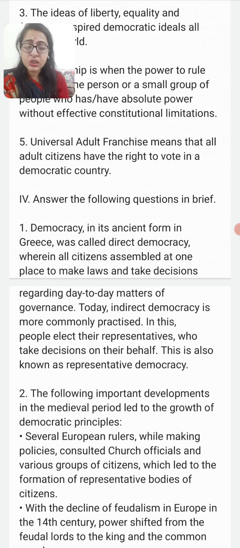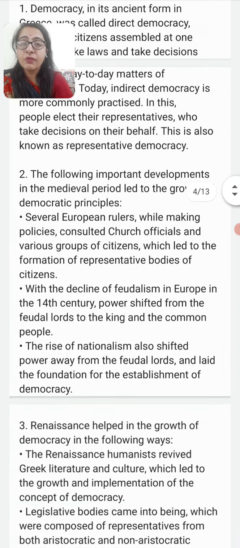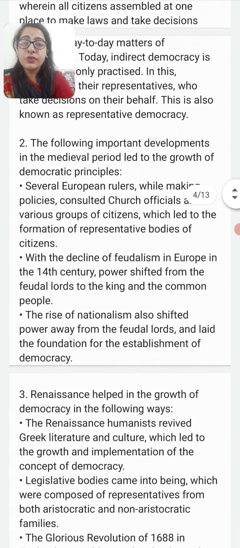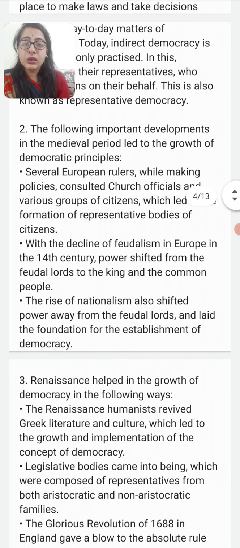Okay. Next question: which important developments in the medieval period led to the growth of democratic principles? Okay. What type of developments were done in the medieval period that led to the growth of democracy? So first point is, when the European rulers were making policies, they consulted with the church officials and various groups of citizens, which led to the formation of representative bodies of citizens.